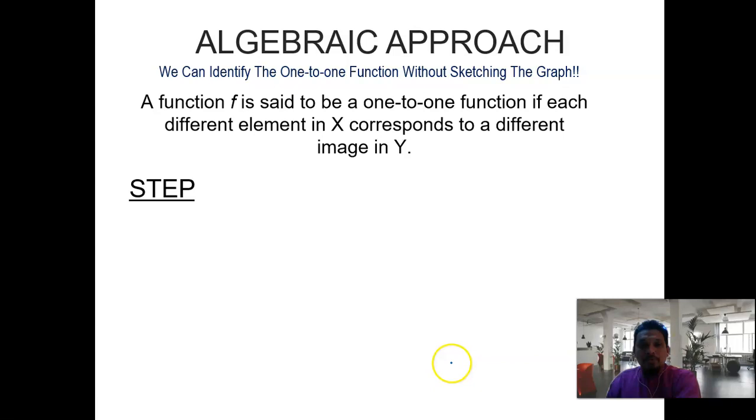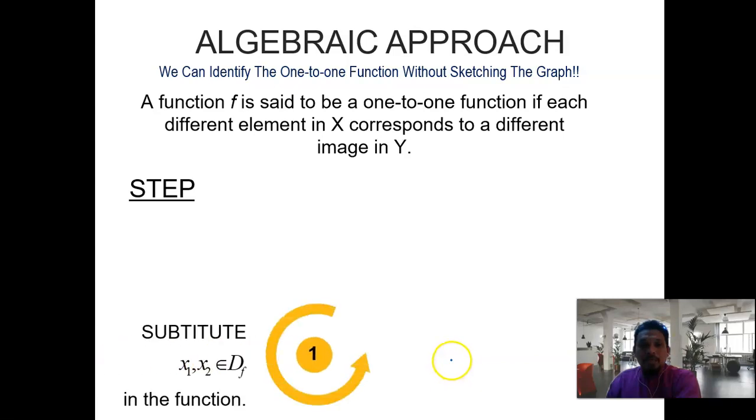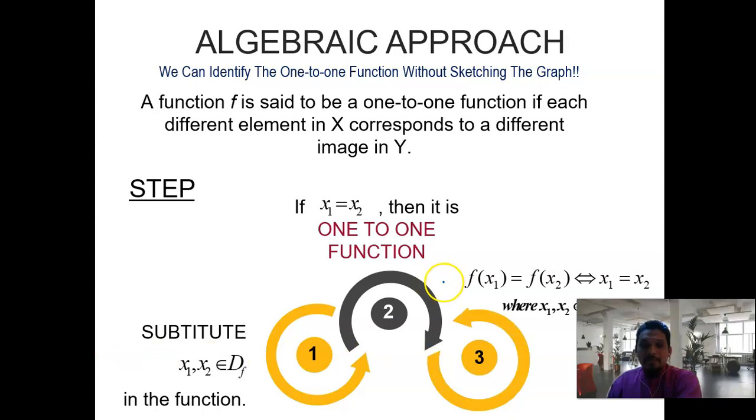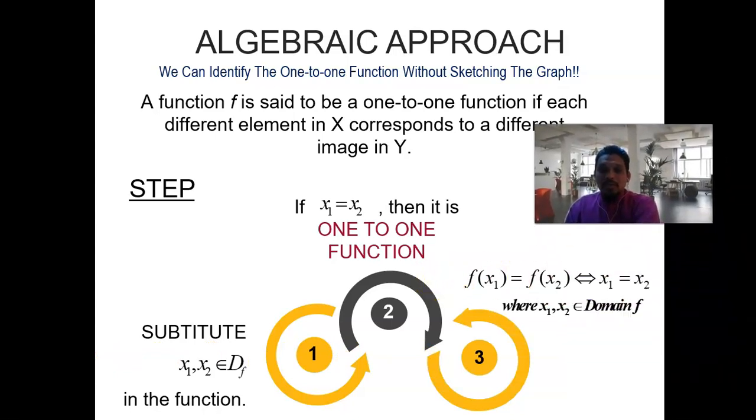So, algebraic approach. A function f is said to be a one-to-one function if each different element in x corresponds to a different image in y. So substitute the values x1 and x2 from the domain of f into the function. Then if f(x1) equals f(x2), we come up with a conclusion that x1 equals x2, where x1 and x2 are elements of the domain of f.